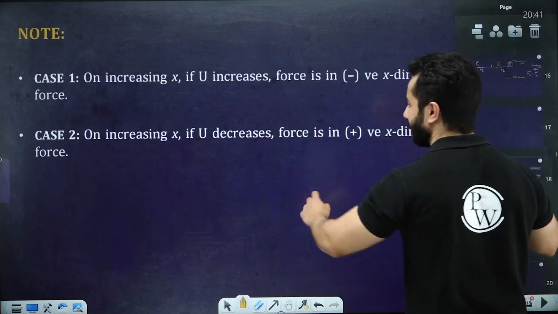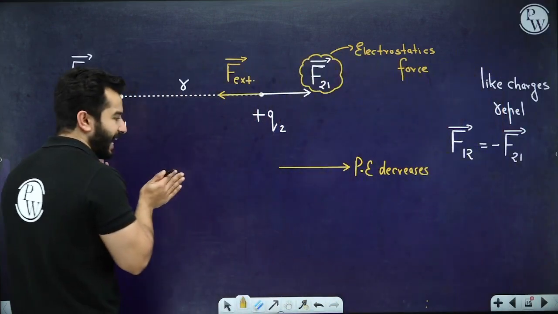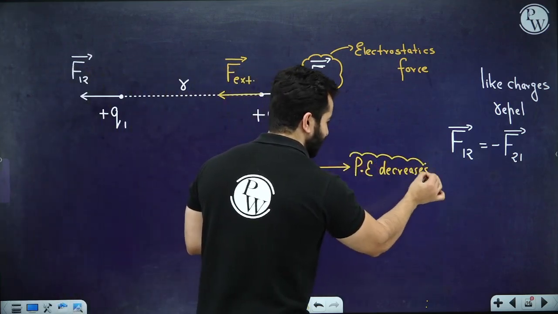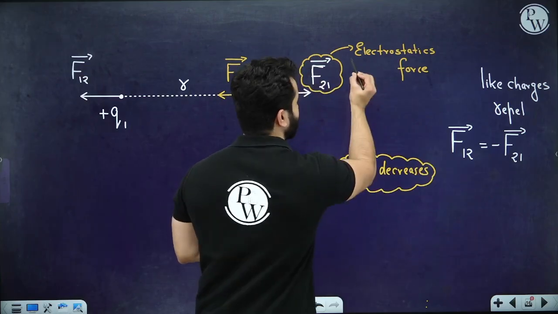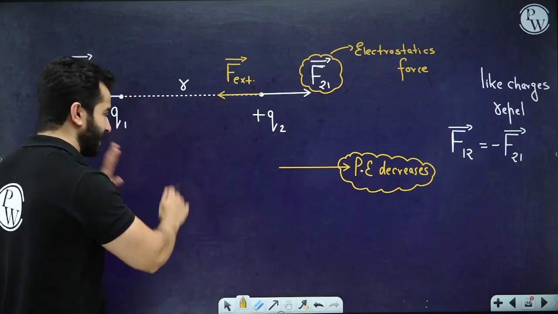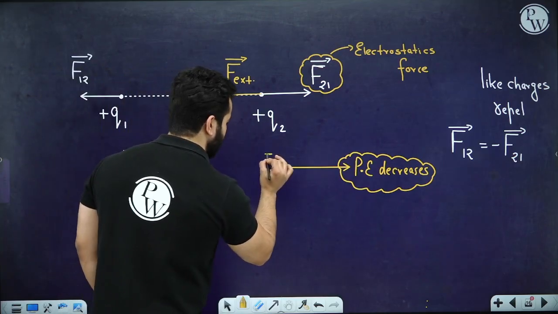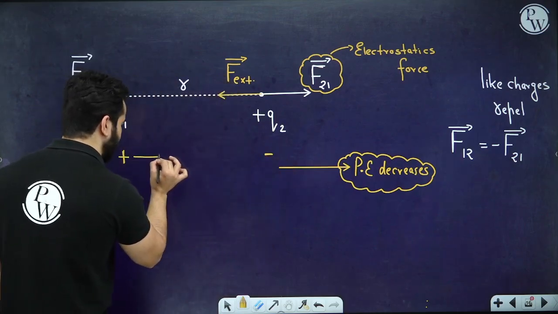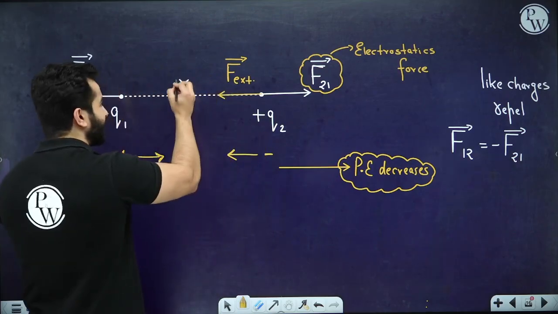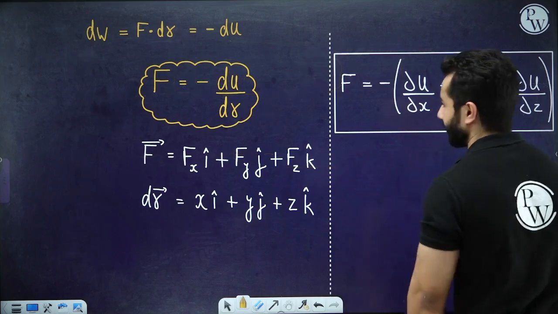So let's come back. If you increase x, potential energy decreases. So these are the repulsive forces, like charges repel each other. If in the same type of problem we have a positive charge and a negative charge, then now we are going to have attractive forces over here. And if you are now again going to decrease, see what they were asking about.